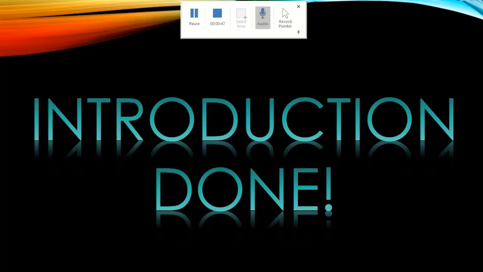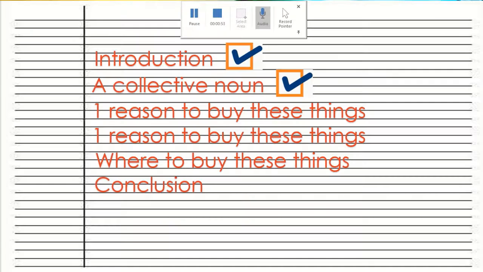With more specific writing objectives, our introduction is done. Let's move to our writing outline and put down 2 ticks on the introduction and collective nouns. Now 4 more to go.